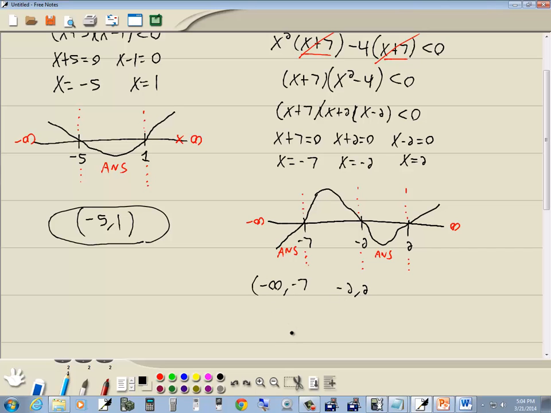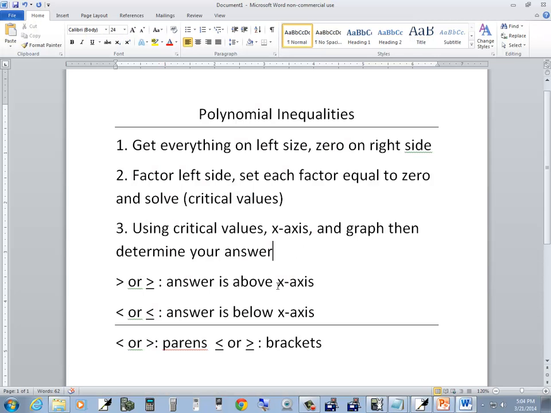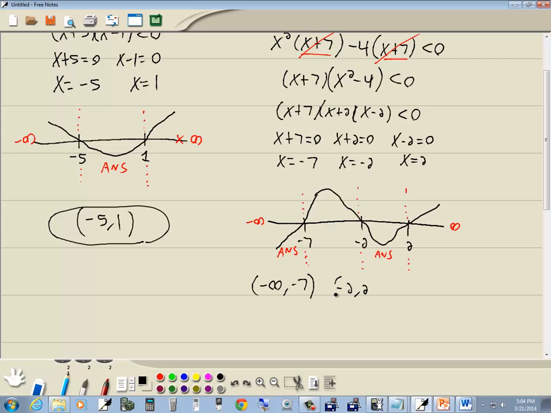Now infinities always have parentheses on them. This is a less than. Less than says we use parentheses, so the rest of these will be parentheses. If it had been less than or equal to, we would have put brackets on these. And then if you've got two intervals in your answer, you put a union symbol in between them. And that's our answer.